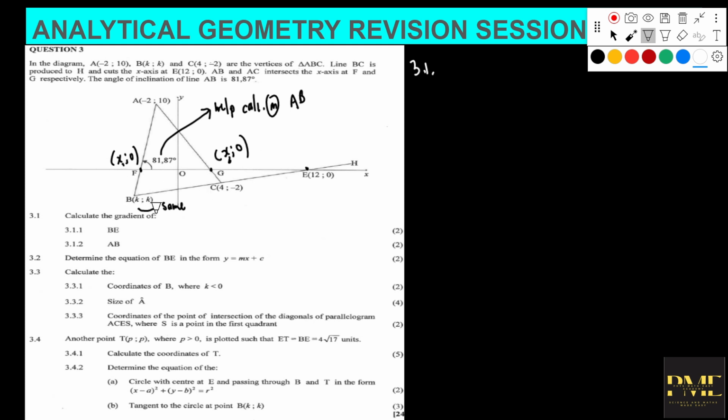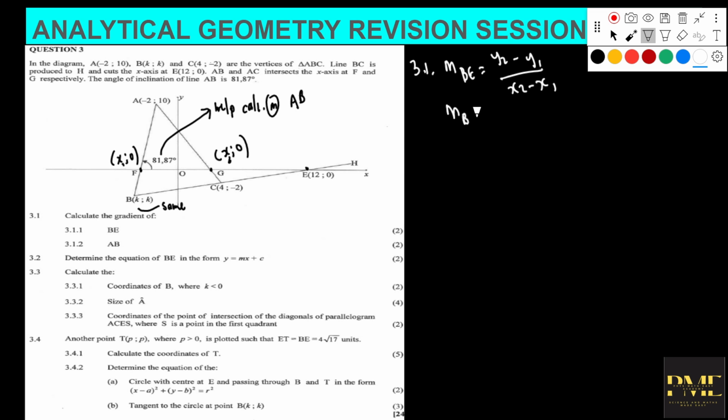However, when it comes to the gradient of a particular line, you don't actually need the coordinates of that specific point. As long as you can find at least two coordinates on that line, you can use them to calculate the gradient. As long as the points are collinear, on the same line, you can use any two points, and the gradient you get will always be the same. So the gradient of line BE will be equal to y2 minus y1 over x2 minus x1, as we know.